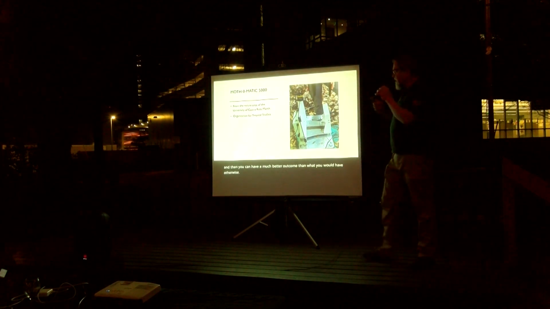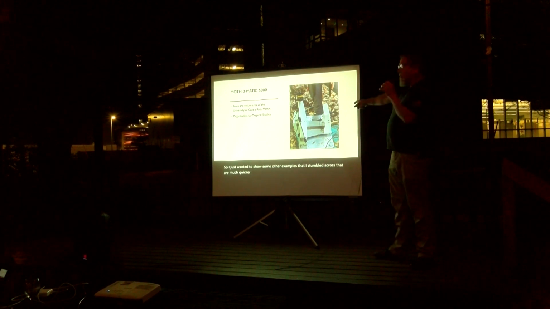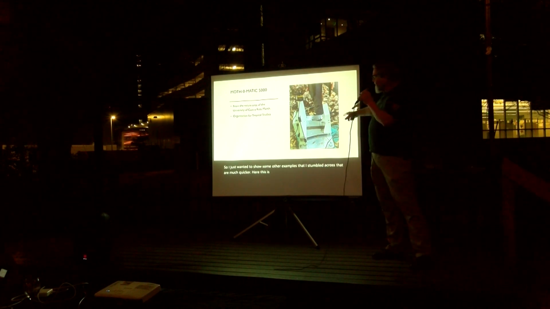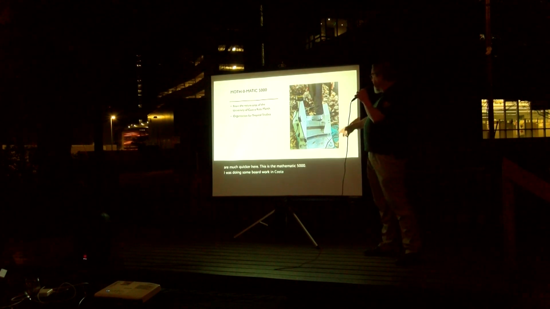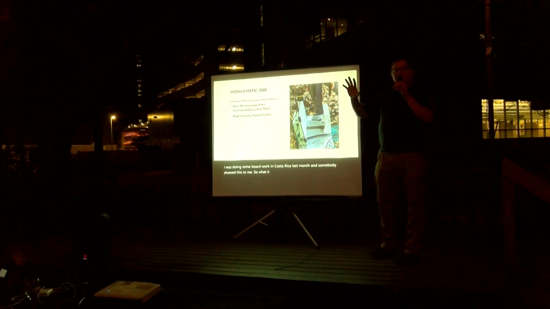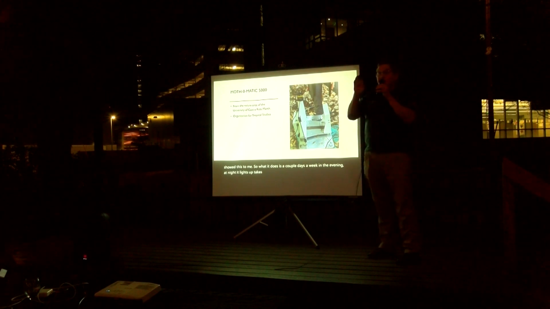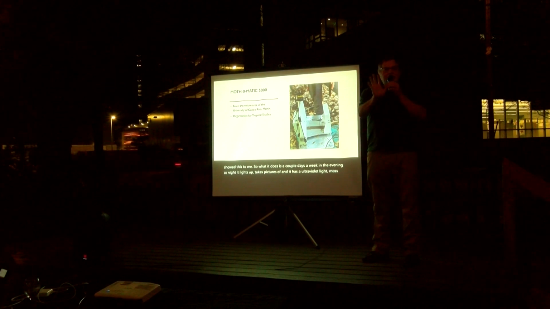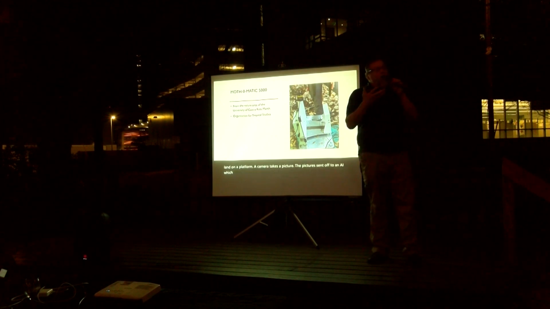So I just wanted to show some other examples that I stumbled across that are much quicker here. This is the Mothematic 5000. I was doing some board work in Costa Rica last month, and somebody showed this to me. So what it does is a couple days a week in the evening, at night, it lights up and has an ultraviolet light. Moths land on a platform, a camera takes a picture, the picture is sent off to an AI, which identifies which species of moth are there.